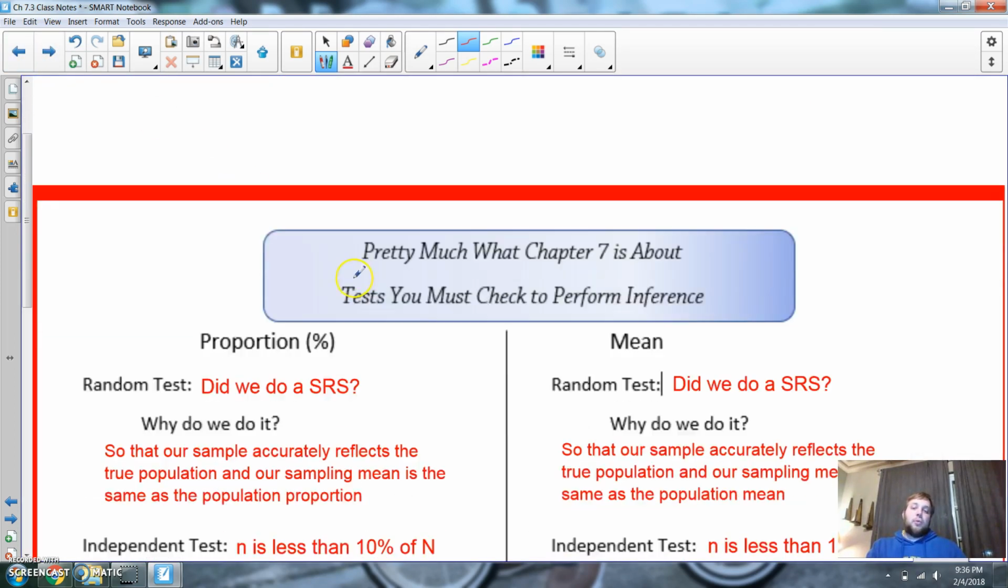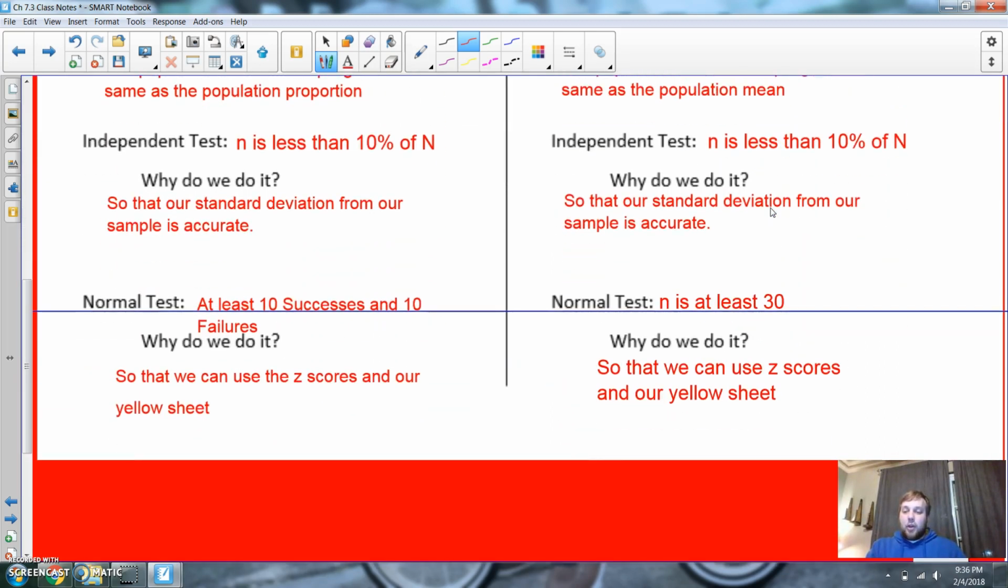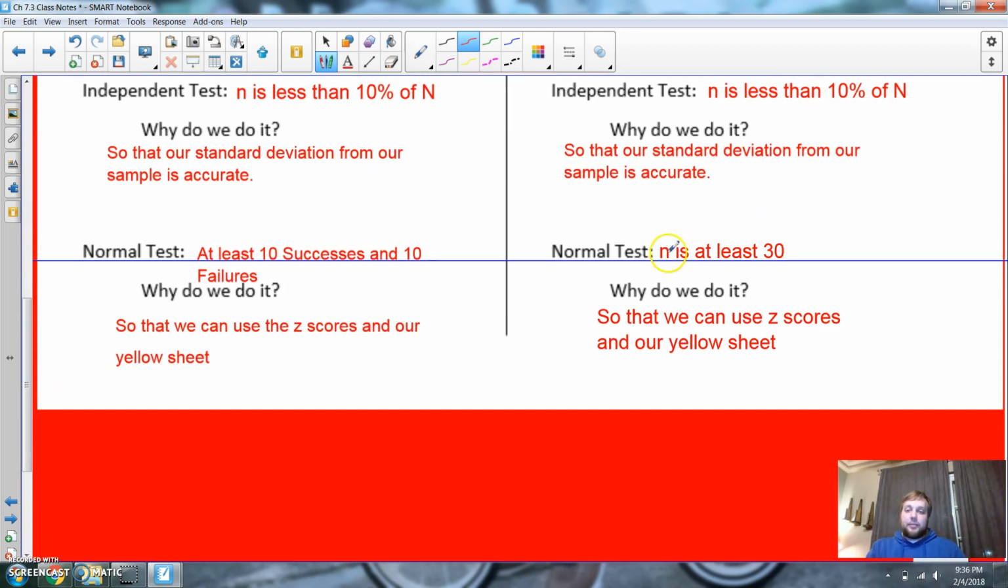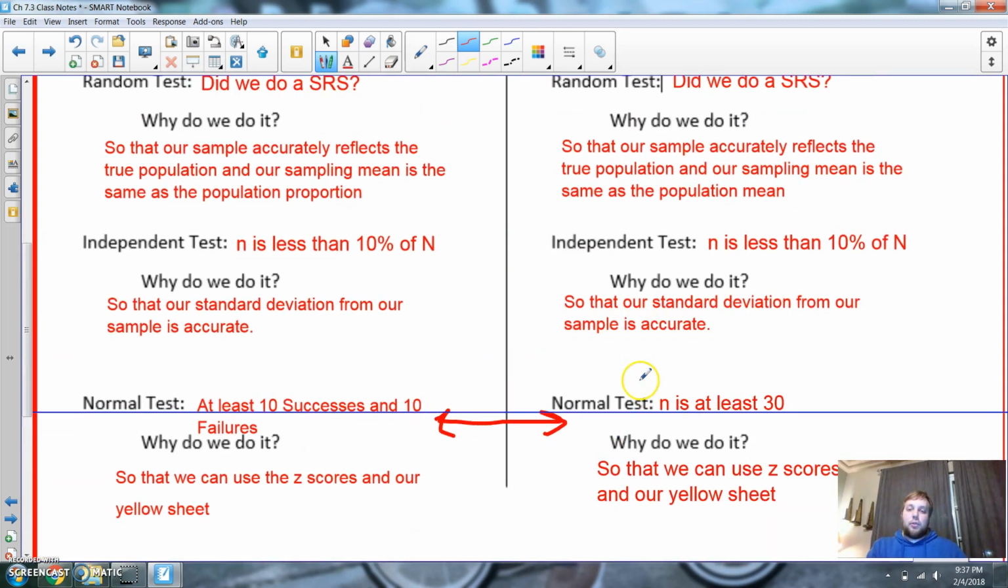All right, so last thing on our must-haves. So pretty much what Chapter 7 is all about. And next lesson will be all math, guys. Here it is. Normal test. N is at least 30. Okay? Why do we do it? So we can use z-scores and our yellow sheet. It's the same reason why we do it over here. Just realize these two are not the same. Everything else on this sheet is the same, just not the two normal tests.